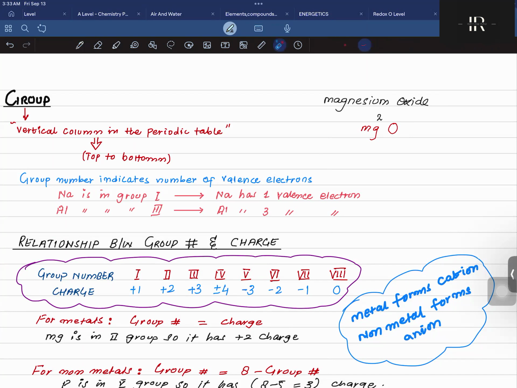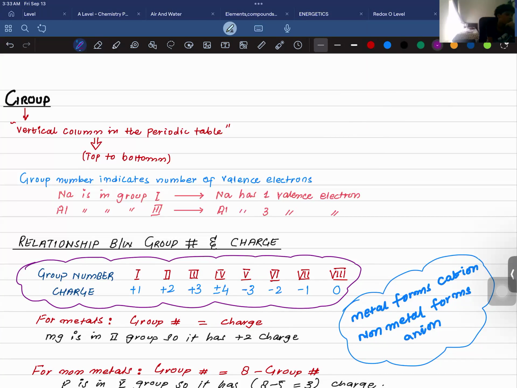Something which is in group 6, what's the charge? 2, exactly, this should be 2. They are the same numbers, so I can cancel the numbers. So the formula is MgO. Are you getting my point? That's the thing that I want to tell you: if you know the group number, then you know the charge. If you know the charge, then you can write down the chemical formula.